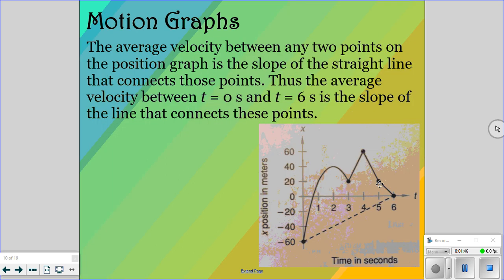So if we want to look at the average velocity between 0 and 6, we're just going to connect those two points and look at the slope of the line that connects those 2 points.